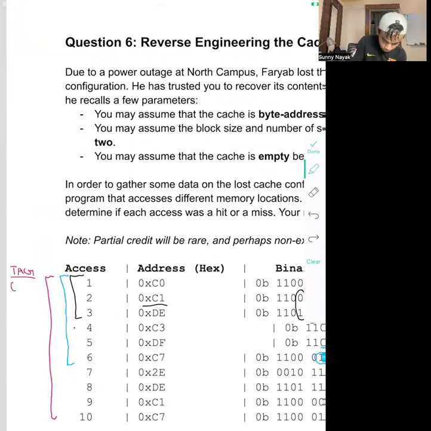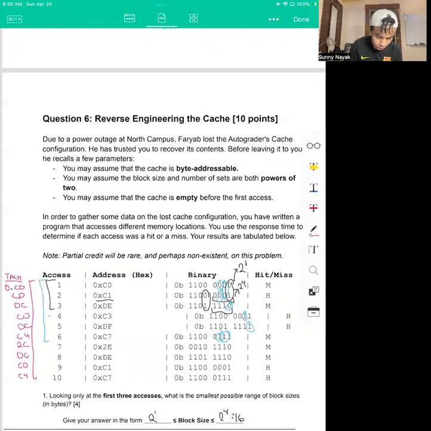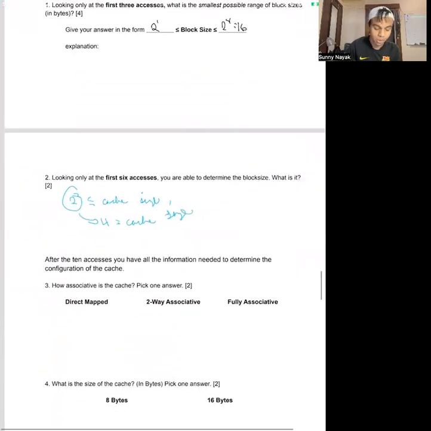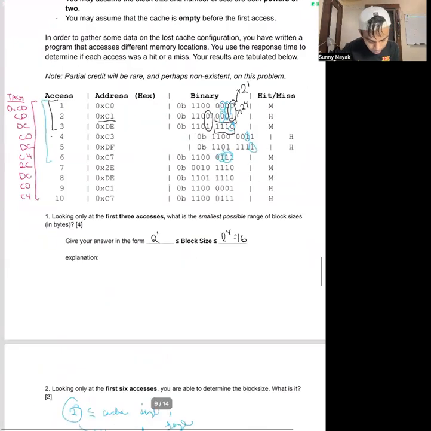So this first address is going to be, I'm not going to write the hex symbol, C0, then C0, and then DC, and then C0, and then DC, C4, 2C, DC, C0, and lastly C4. Okay, so those are just the tag bits. The way I got those is I truncated the last 4 bits, or the last 2 bits, and those are the numbers that you get.